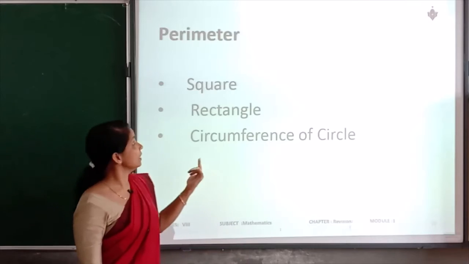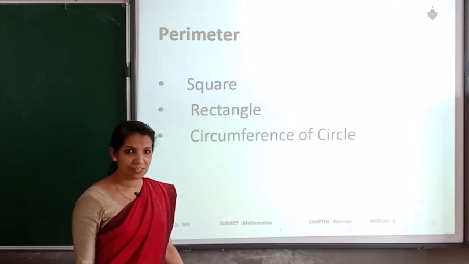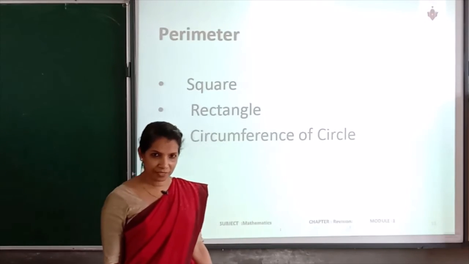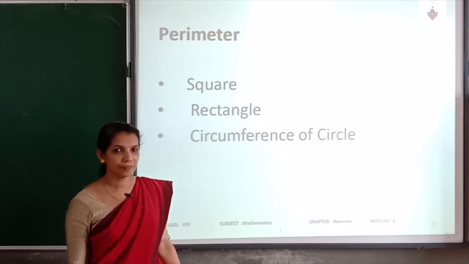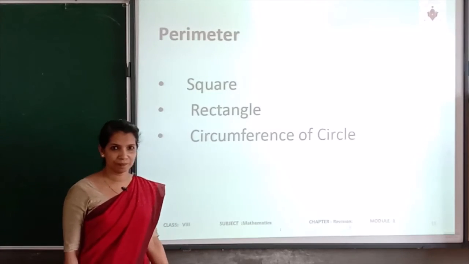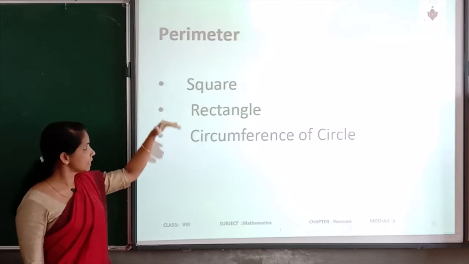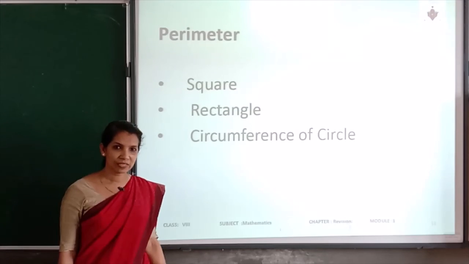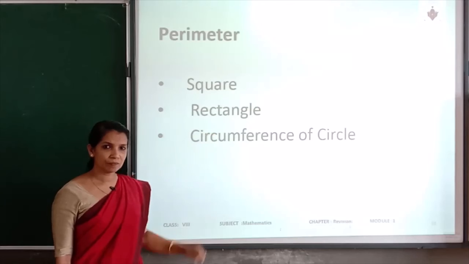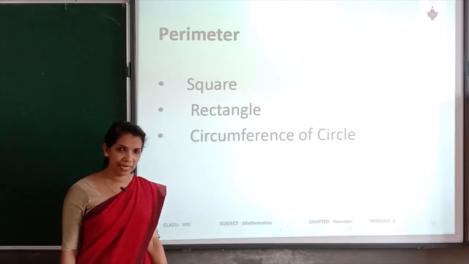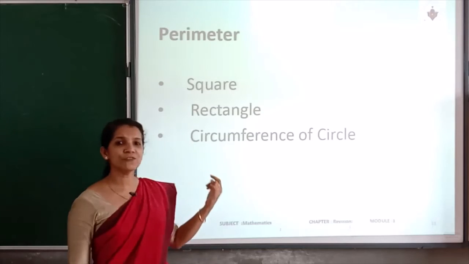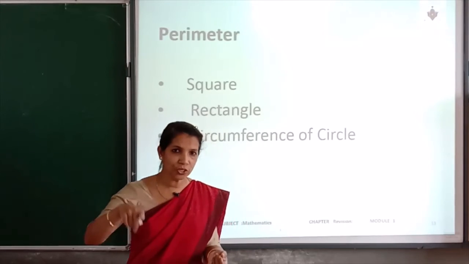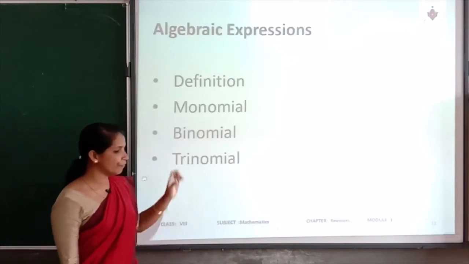Okay, let's see the other topics that you have studied in class 7. Perimeter. What do you mean by perimeter? Perimeter of a closed figure is the length of the boundary of that figure. You know the regular shaped figures, perimeter of a square. How to find the perimeter of a square? 4 into side. Perimeter of a rectangle, 2 into length plus breadth. And in case of a circle, do you say perimeter of a circle? No. The length of the boundary of a circle is called circumference.